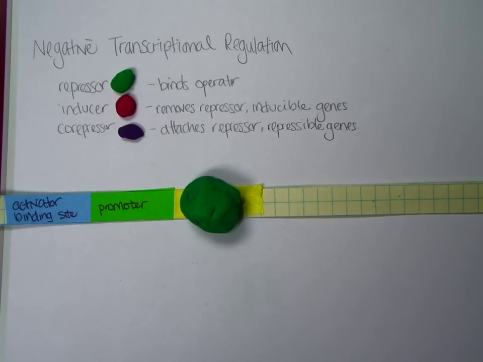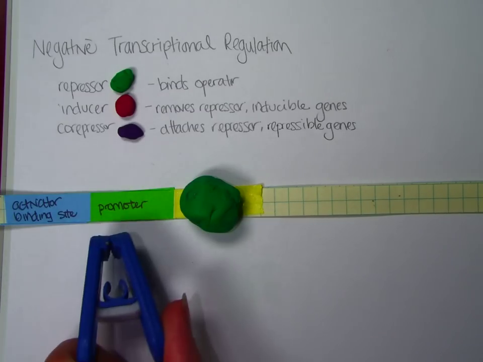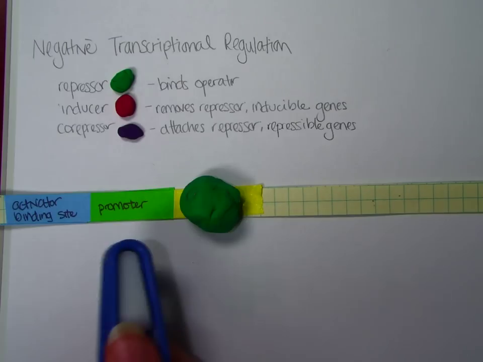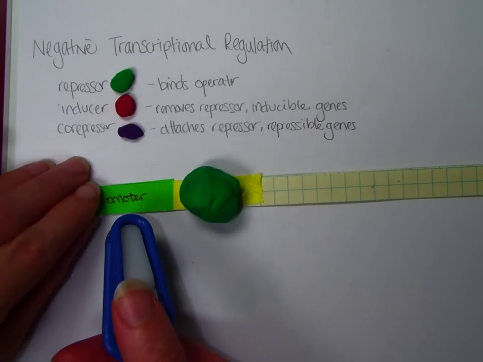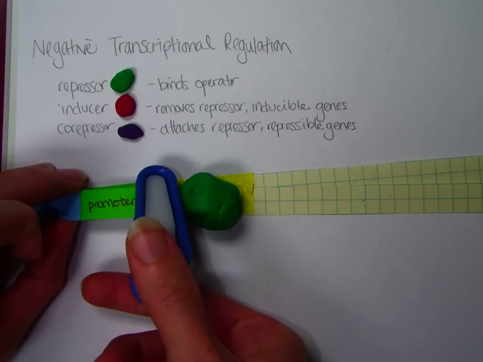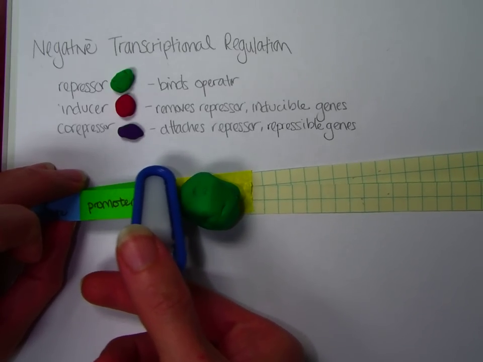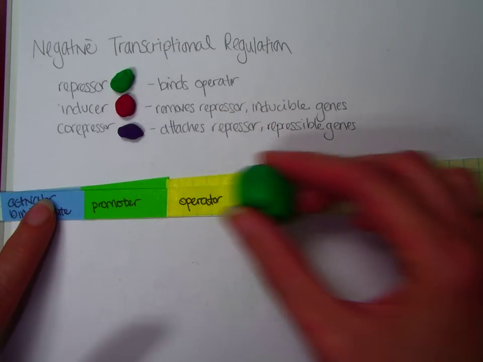The way that this negative regulation works is when the repressor is attached, the RNA polymerase either cannot bind to the promoter or can bind but is physically blocked and prevented from transcribing. So when the repressor is attached to the operator, we do not get any transcription. Okay?